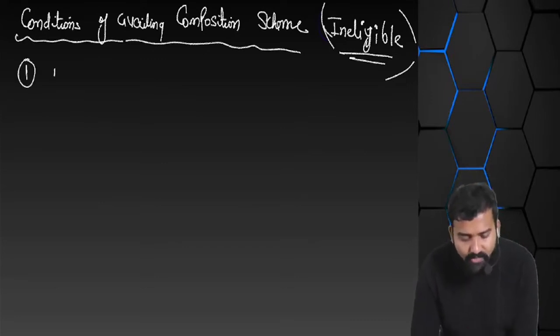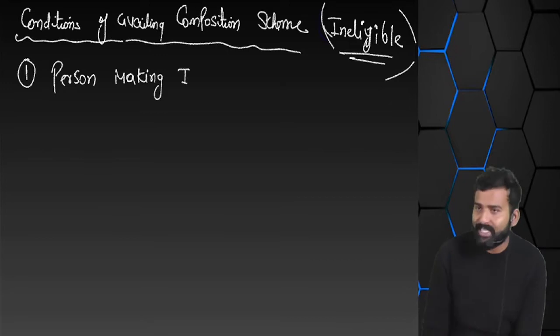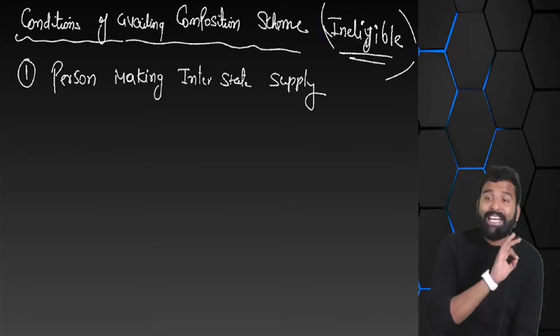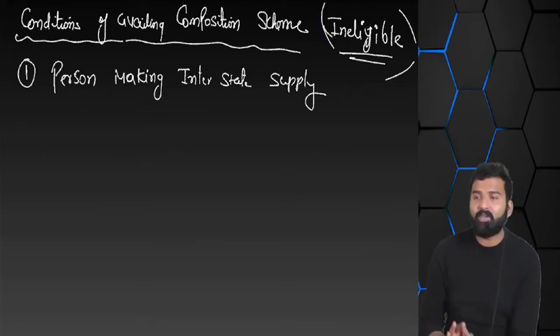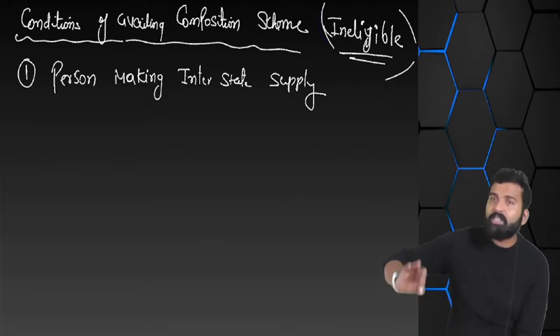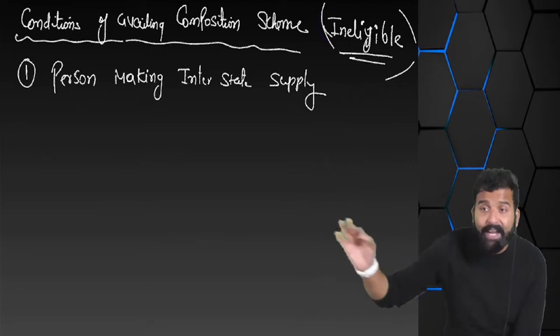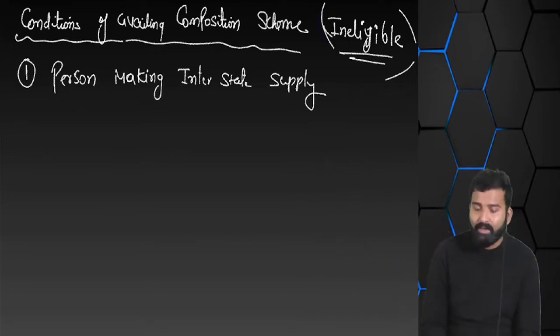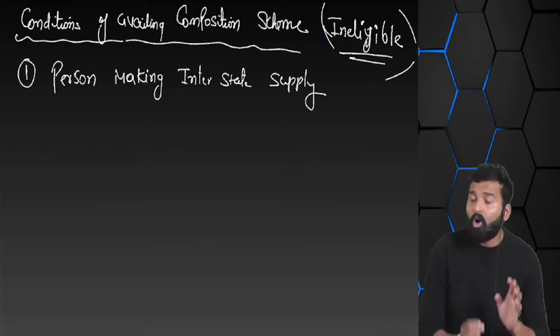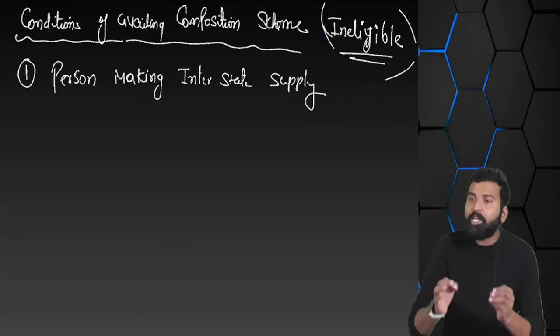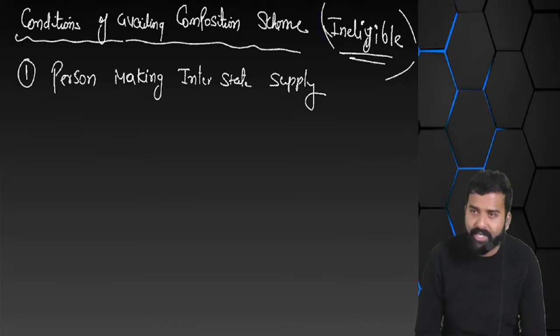And who is the first one? A person who is making interstate supply. If a person is making interstate supply, meaning if he's selling outside the state, he is not eligible to claim composition scheme. Composition scheme is only for those guys who are selling local. Government does not want a guy to sell outside the state as a composition dealer.